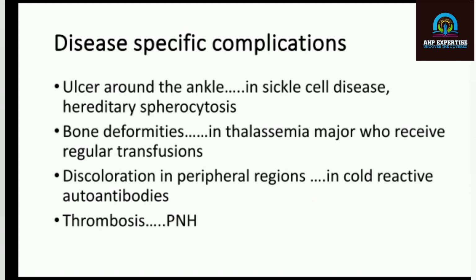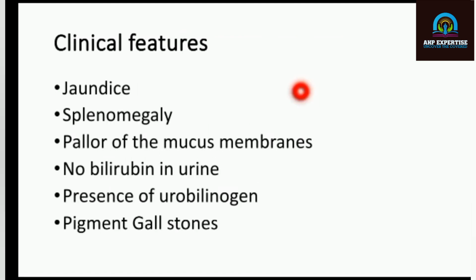Then comes the clinical features. Because of the hemolytic anemia, there is red blood cell destruction, and as a result of red blood cell destruction, there is jaundice, right? After the jaundice, we have splenomegaly, which means an excessive increase in the size of our spleen. Then comes the pallor of the mucous membrane. This is something which is common in all the anemias, not specific to this anemia. It is present in all the anemias.